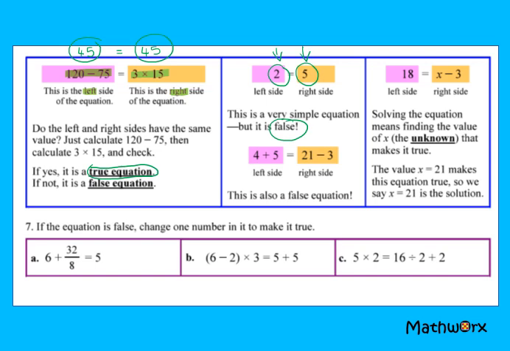Now, if we look down here, where my arrow is, we have 4 plus 5 on the left-hand side, and 21 minus 3 on the right-hand side. If we work this out, 4 plus 5 gives us 9, and 21 minus 3 gives us 18. This is also not correct because the left-hand side does not equal the right-hand side, so our balance is a little bit not equal. So it is also a false equation.